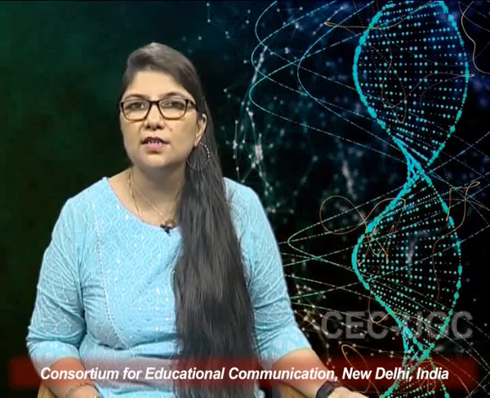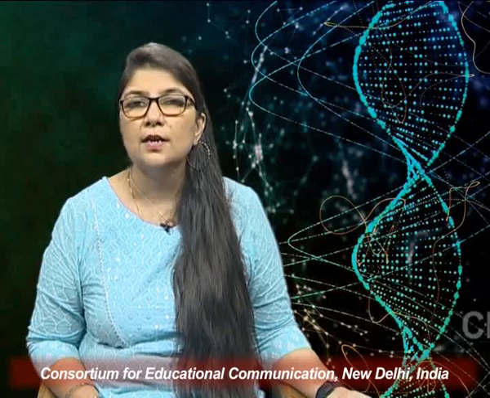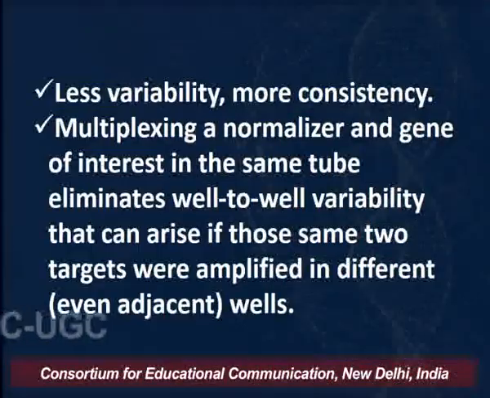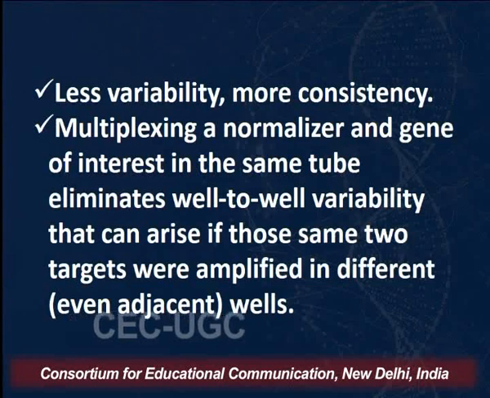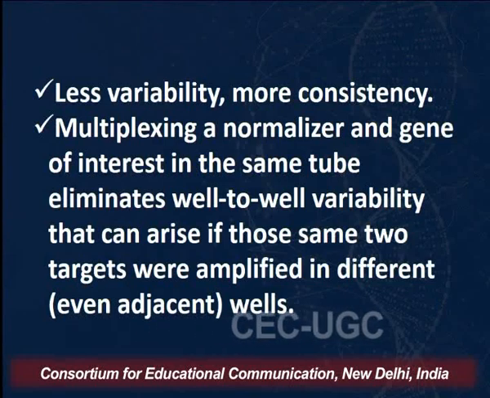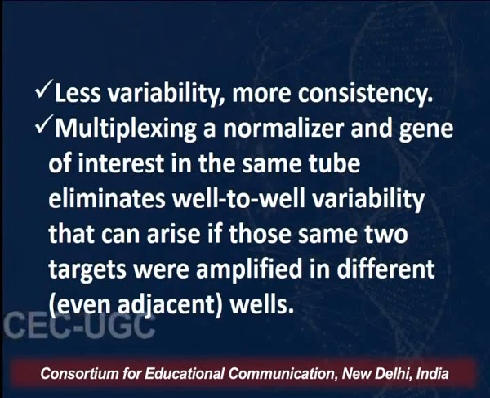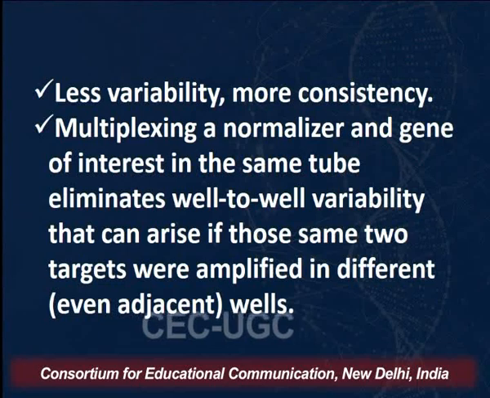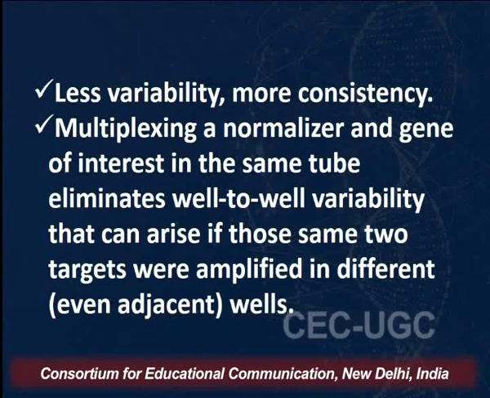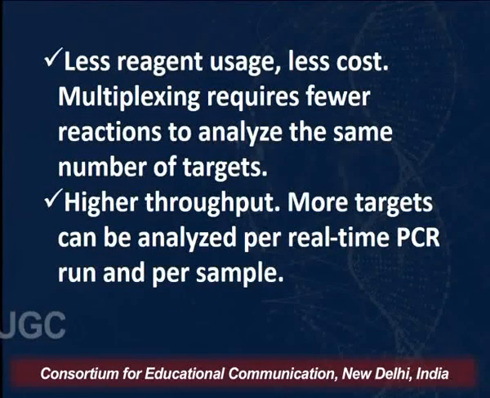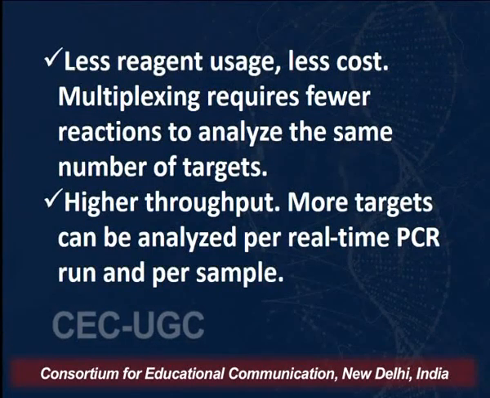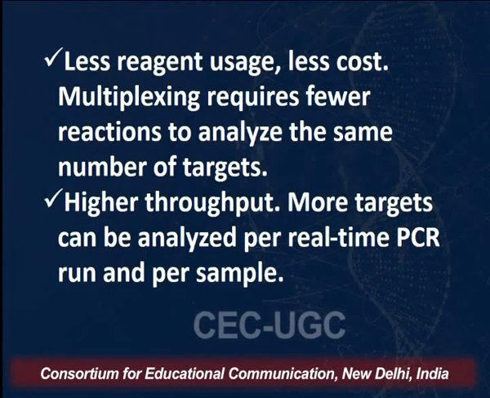So multiplexing again gives advantages because there is less variability and more consistency in the results that we obtain. Multiplexing a normalizer and gene of interest in the same tube eliminates the well-to-well variability that can arise if those same two targets were amplified in different wells, even if they are adjacent. Less reagent usage also means less cost.